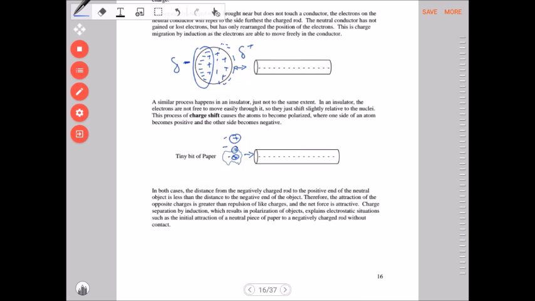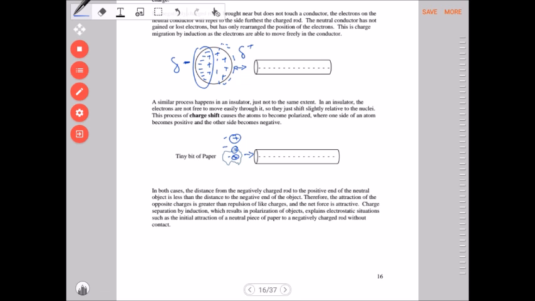Okay, in both cases, the distance from the negatively charged rod to the positive end of the neutral object is less than the distance to the negative end of the object. Therefore, the attraction of the opposite charges is greater than the repulsion of like charges, and the net force is attractive. Charge separation by induction, which results in the polarization of objects, explains electrostatic situations such as the initial attraction of a neutral piece of paper to a negatively charged rod without touching.